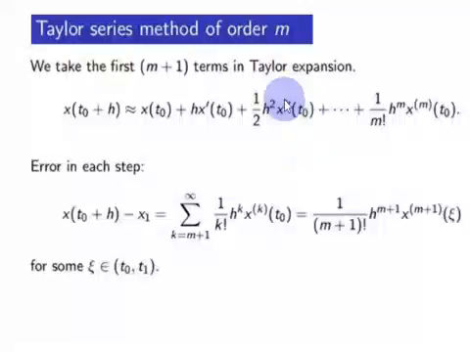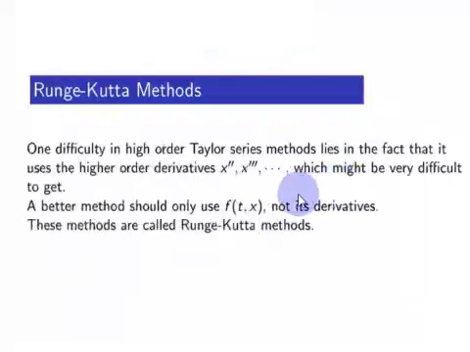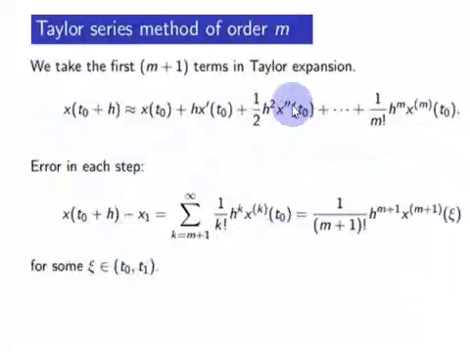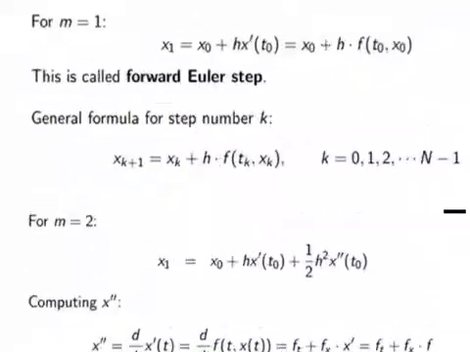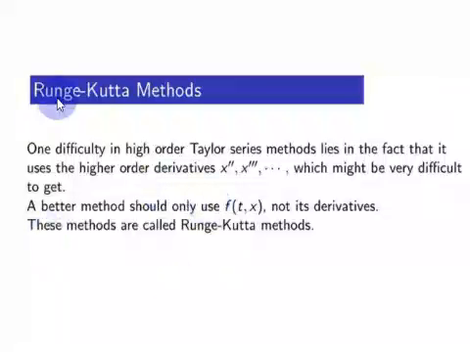you have to compute these higher order derivatives, which is very difficult. So one difficulty when you use the Taylor series method is that you have to compute these higher order derivatives, so that is tedious work. To avoid that, we use the Runge-Kutta method. If you use the Runge-Kutta method, you don't have to compute these higher order terms. Let's see how it does that.